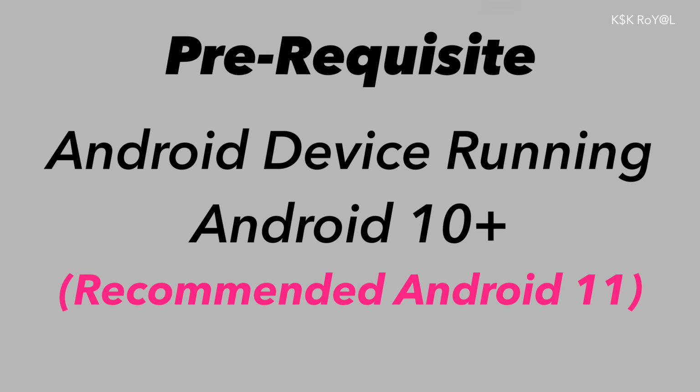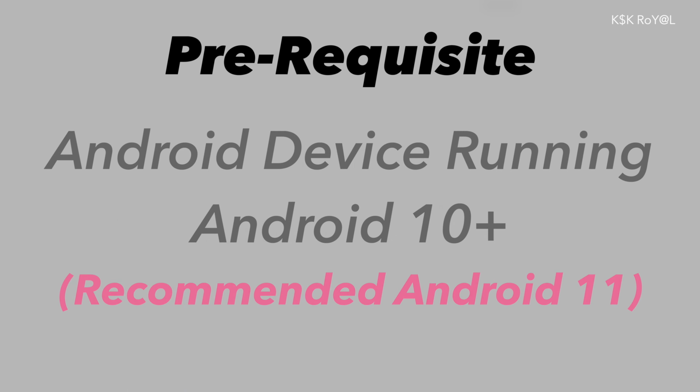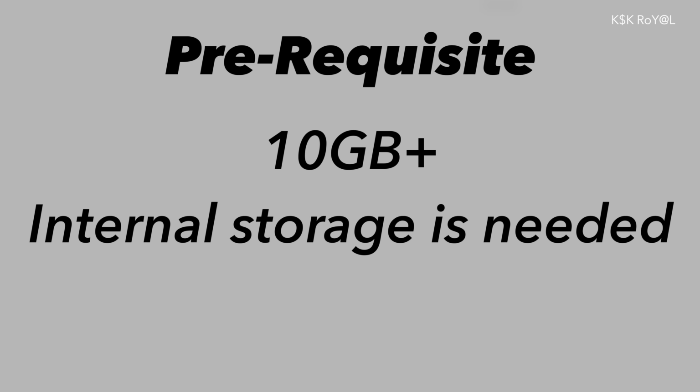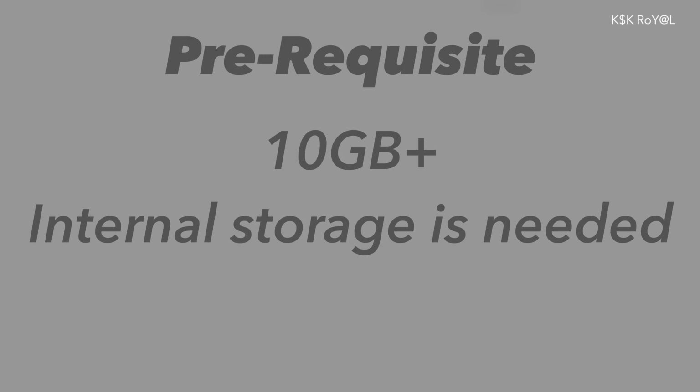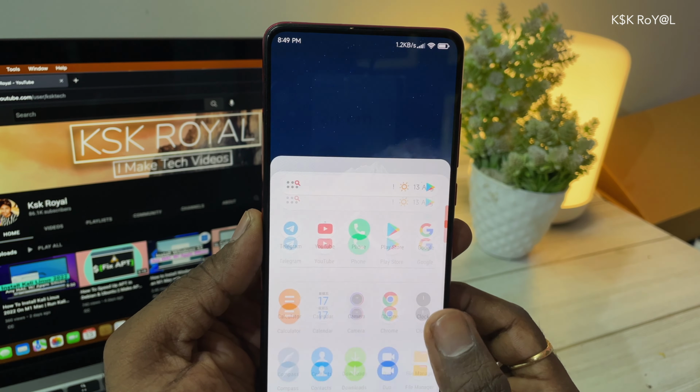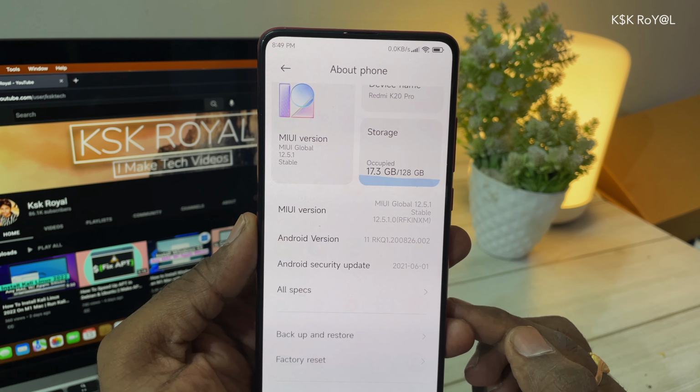The prerequisite for this video: you need an Android smartphone or tablet running Android 10 or higher. As of now, Android 11 is the recommended version that works very well with Kali Linux NetHunter. A minimum of 10 GB of free space is needed on the internal storage. As you can see, this is my Android device running the stable version of Android 11.